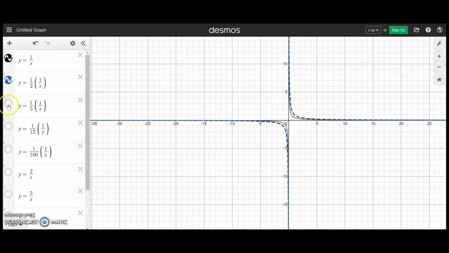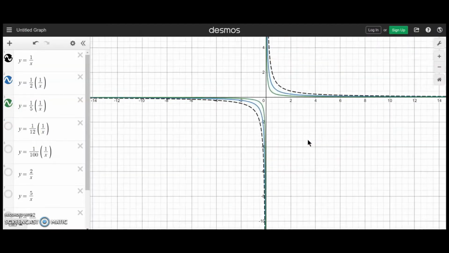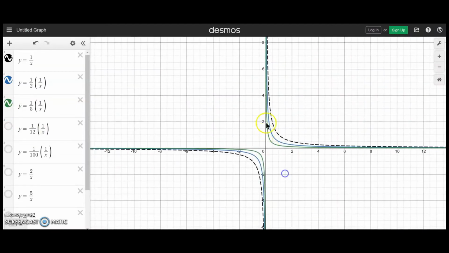If I add another one here, 1/5 is green. Notice it's even closer to the origin. Basically what's happening is, in the parent function, y equals 0 and x equals 0 are your asymptotes. So you can't actually cross over either axis, right? Because those are asymptotes. So what's happening when we're vertically compressing it is that the line is getting closer and closer to the asymptotes in the center, because it's basically as if the graph is being squished together.